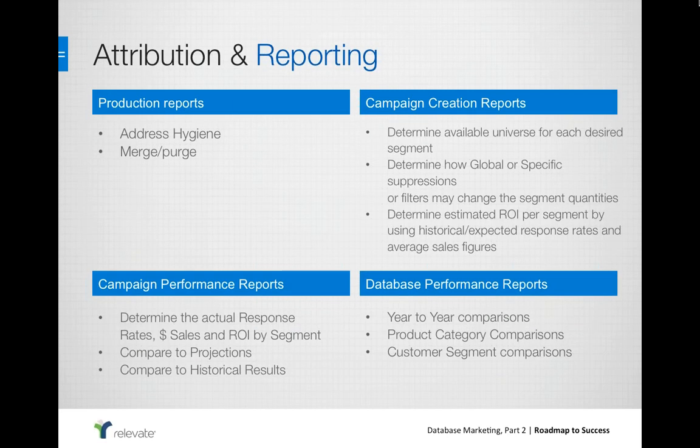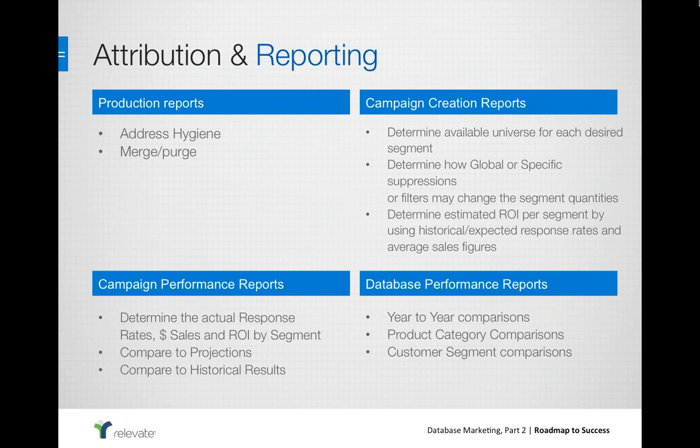During our first database marketing webinar, we discussed the different types of common reports that are typically produced within a database environment. There are production reports that are typically created as the database information is being gathered and prepared, and they serve as a form of audit. These typically include address hygiene reports and merge purge reports. We also have the campaign creation reports, which help determine the segments and the criteria that will be used for selection and or suppression for all campaigns.